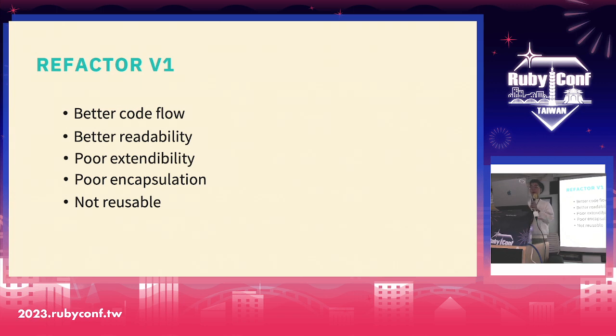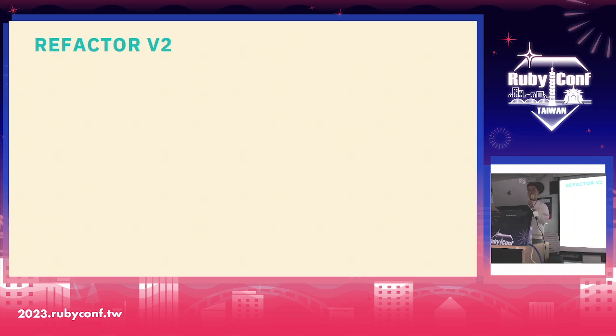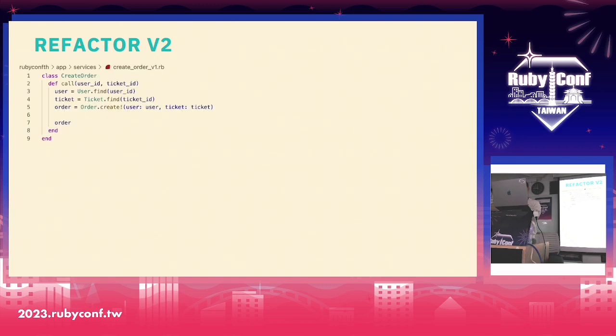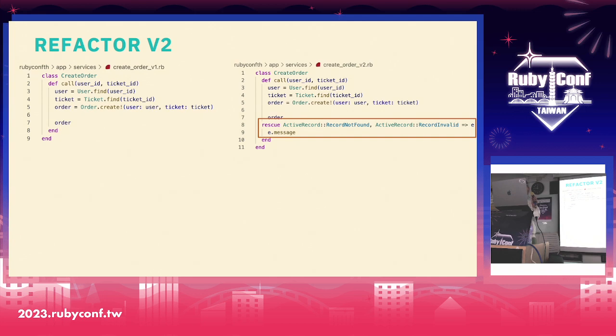So now, when we improve it, we want the code to be not just clean and readable. We also want it to be flexible and reusable, and also encapsulated across different parts of our services. So coming to refactoring v2, we aim to improve our business logic by encapsulating the error handling inside. So instead of handling it in the controller, we move it inside.